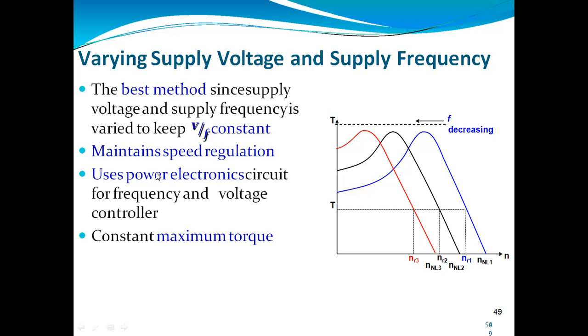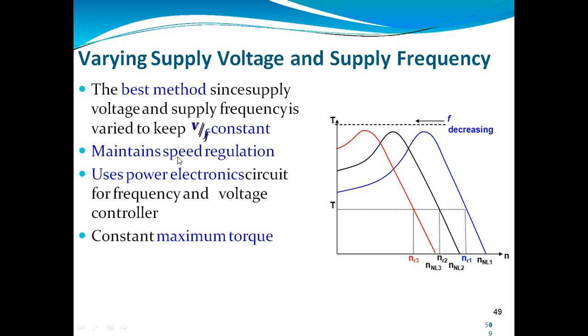So it uses a power electronic circuit in which we get a frequency and voltage controller, you can say VFO, voltage frequency oscillator. It means we can control the voltage and frequency. So you get the V by F ratio constant and we can regulate the speed of the three-phase induction motor.